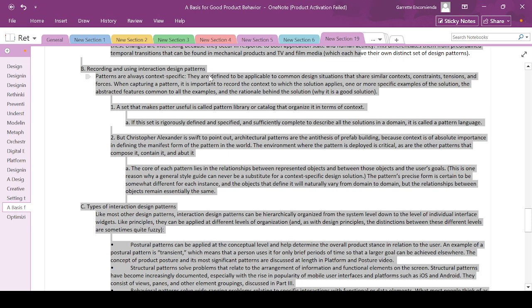Recording and using interaction design patterns. Patterns are always context specific. They are defined to be applicable to common design situations that have similar contexts, constraints, tensions, and forces, based on architectural design patterns. When capturing a pattern, it's important to record the context to which the solution applies.